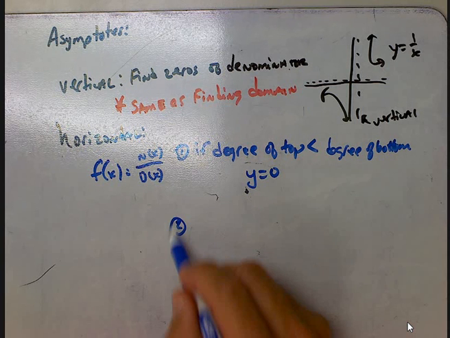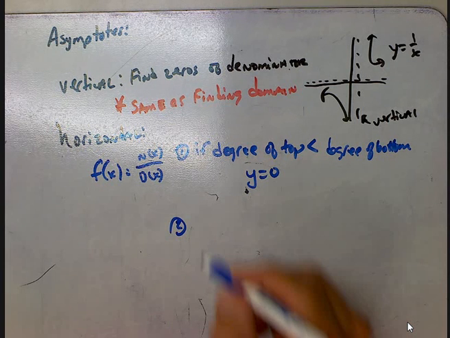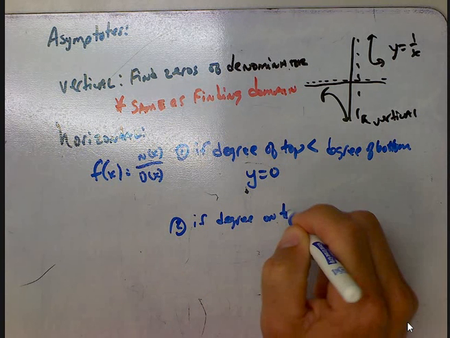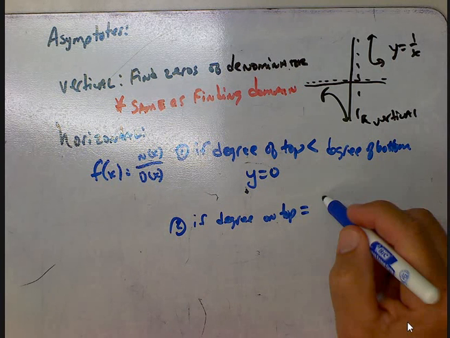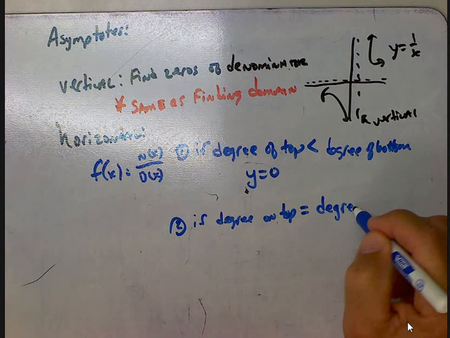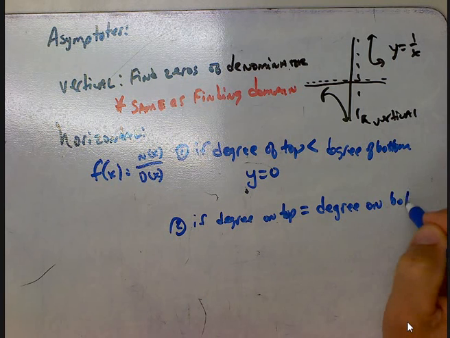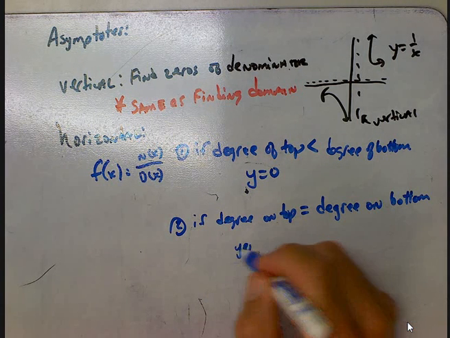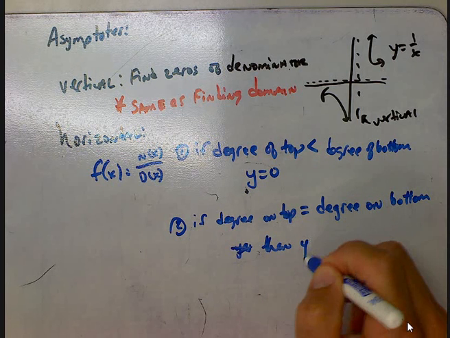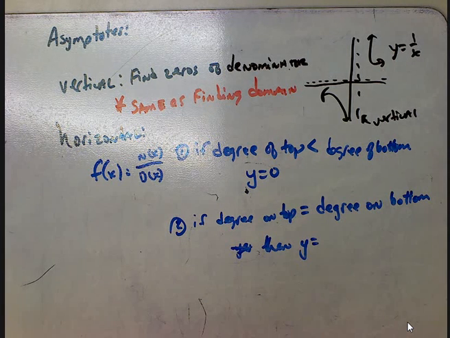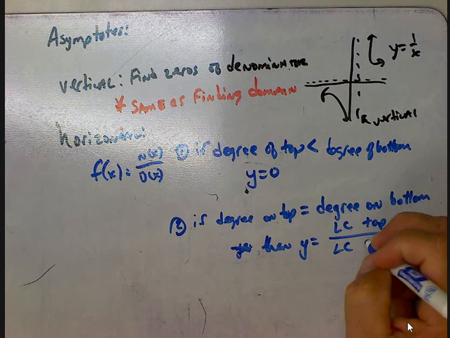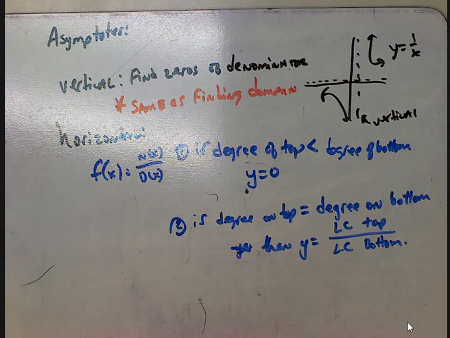Alright, there's a second situation. If the degree on top equals the degree on bottom, then y equals the leading coefficient of the top divided by the leading coefficient of the bottom. And that's a general rule. Okay, and we'll explain this more later in the examples.